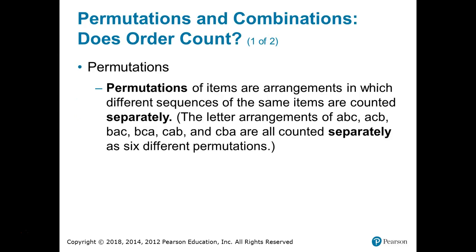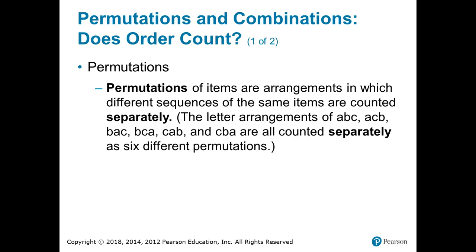Okay, so now we did the multiplication counting rule, and then we did the factorial rule. Next, we are doing permutations and combinations. I know you guys have done this before, but let's go over it again. We are assuming that this is your first exposure to this. So now we are looking at permutations and combinations, and they are pretty similar in a lot of ways, except the big difference is that in one, order counts, and in the other, the order does not count. Permutations are items arranged in a way in which different sequences of the same items are counted separately.